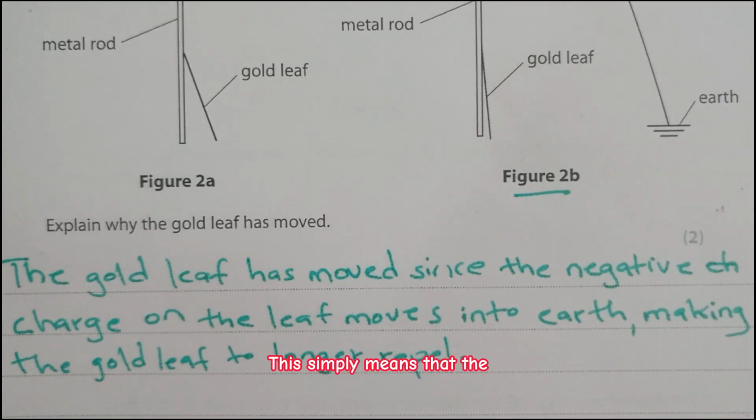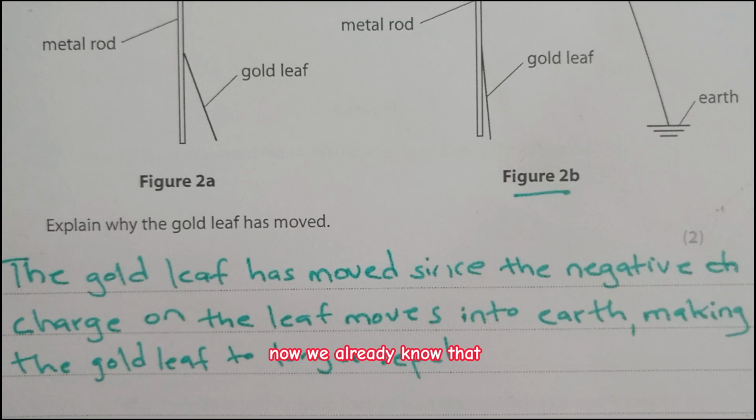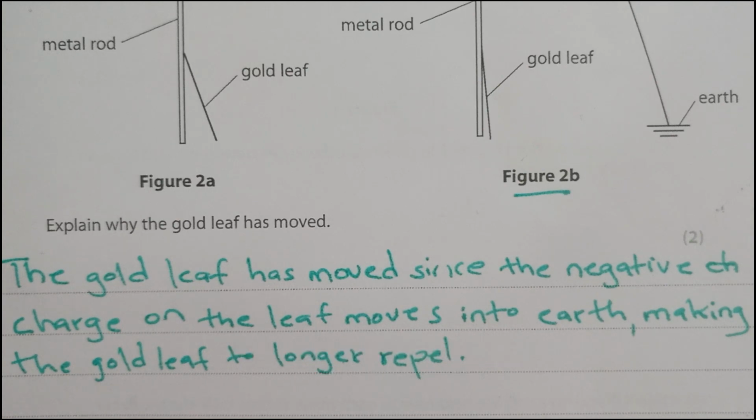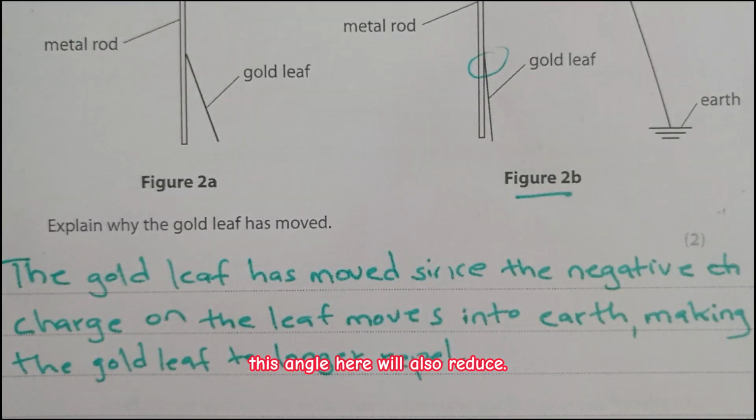This simply means that the overall negative charge, the charge in our gold leaf, moves into earth through the wire. Now this reduces the amount of overall negative charge. Now we already know that from Coulomb's law that like charges repel. Since the overall charge has reduced, the angle, this angle here, will also reduce.